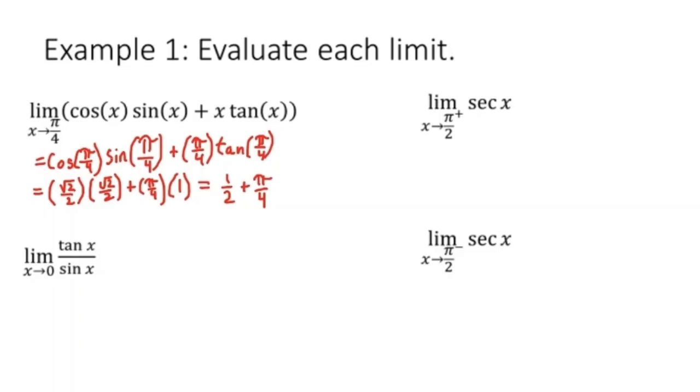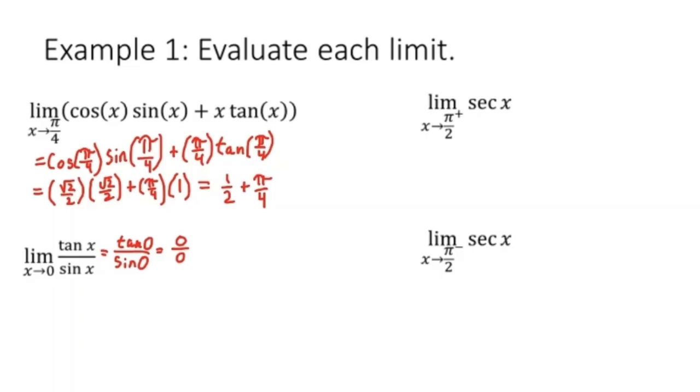Now we'll find the limit as x approaches 0 of tangent x over sine x. Just like before, we can try using direct substitution, which gives us tangent 0 over sine 0, but tangent 0 and sine 0 are both 0. So we have a 0 over 0 indeterminate form. What this tells us is we need to try to rewrite our function so that way when we try direct substitution again, we don't get 0 over 0.